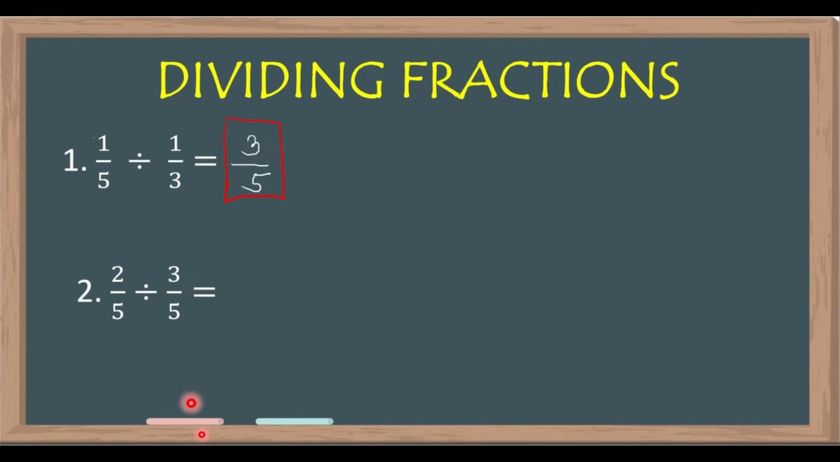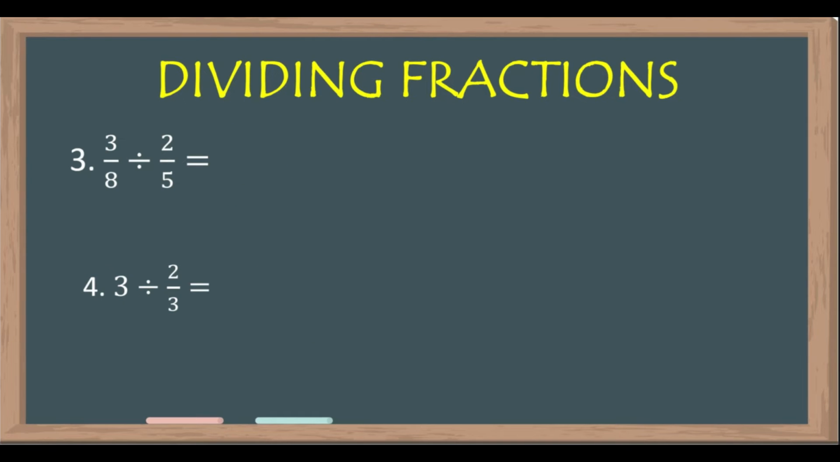Now, let's try number 2. We have 2/5 divided by 3/5. So, multiply natin. 2 times 5, that is 10. Over 5 times 3, that is 15. Kailangan natin itong i-simplify in lowest term by dividing both numbers by 5. Okay? Kasi ayan ang GCF niya. Now, pag divide natin to, 10 divided by 5, that is 2. Then 15 divided by 5, that is 3. So, therefore, our answer is 2/3.